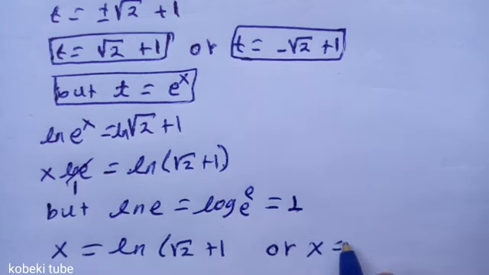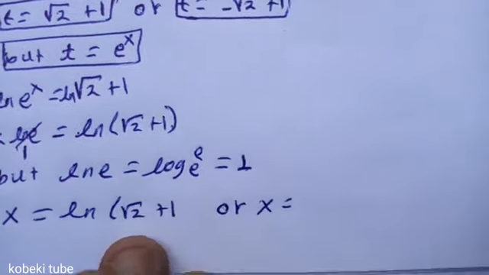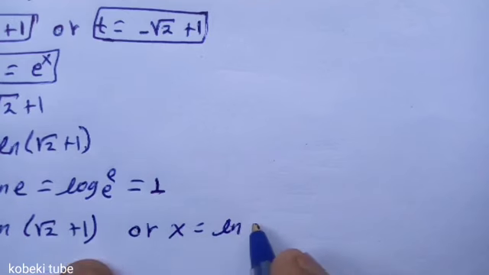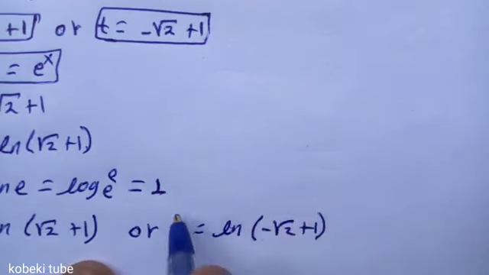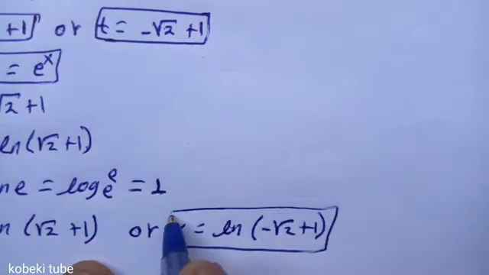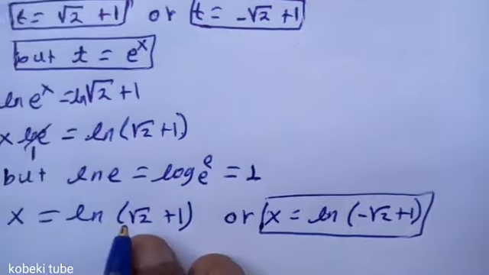Or x equals ln of minus square root of 2 plus 1. So these are the two values of x.